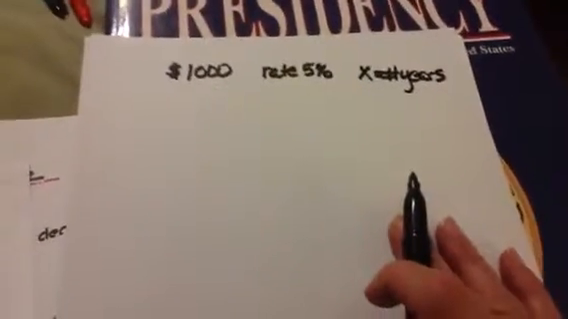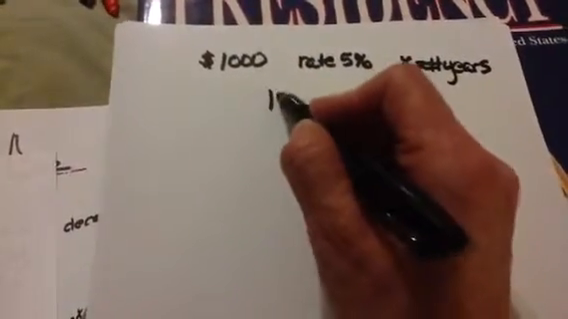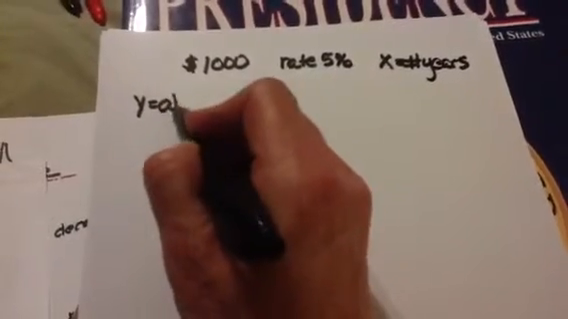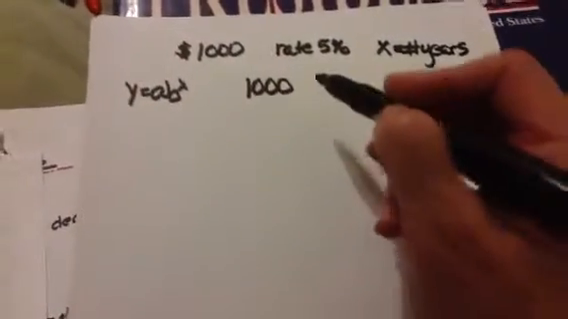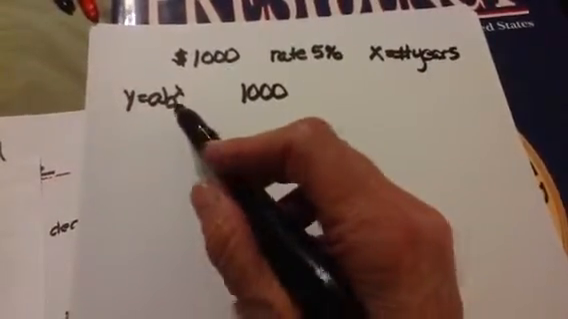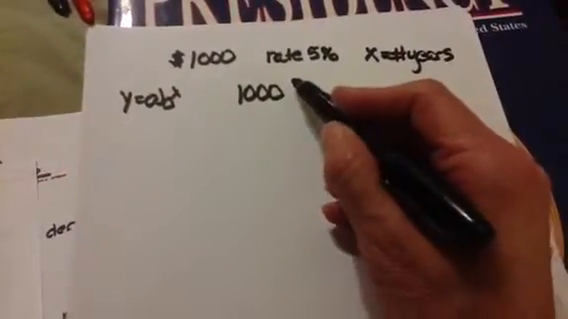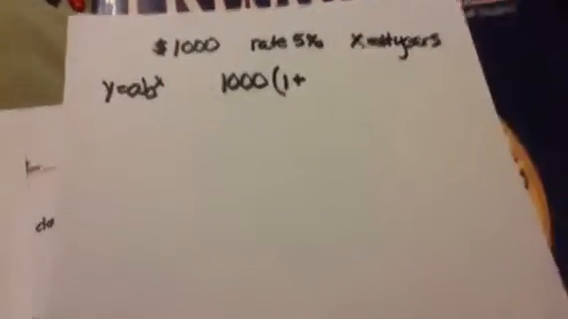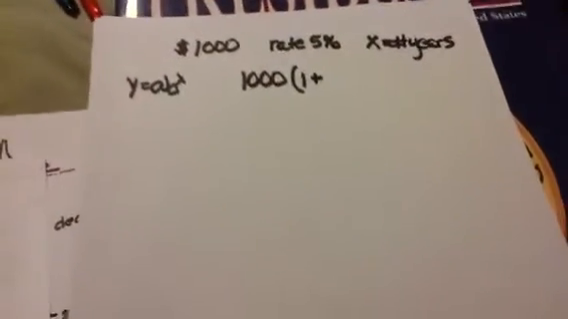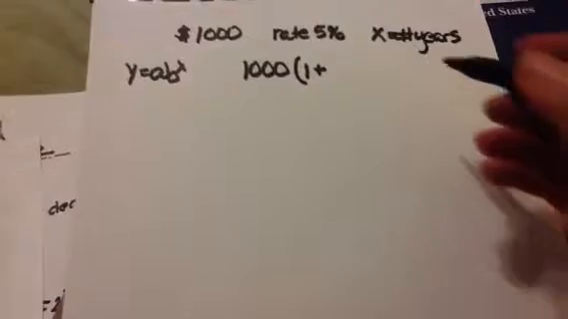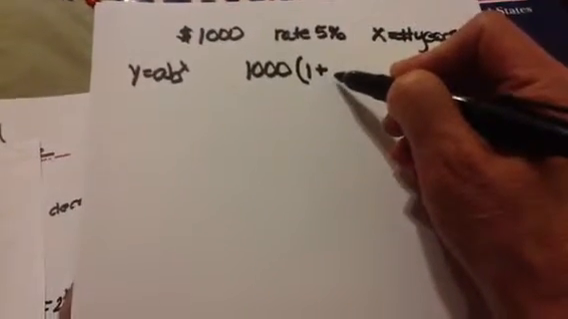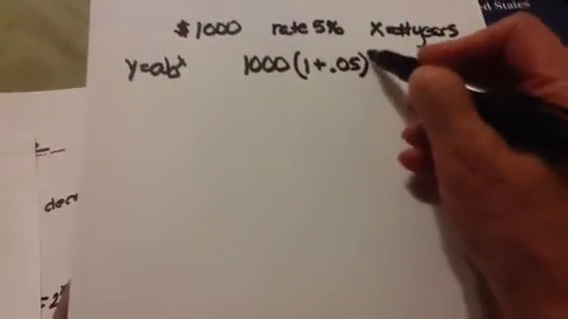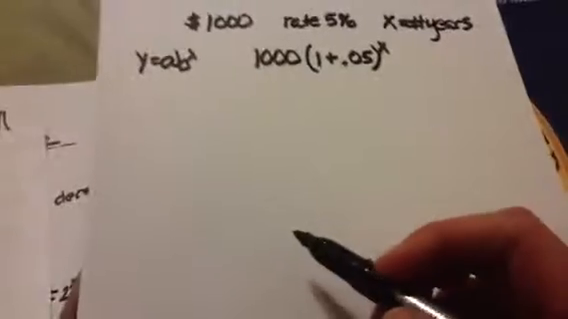Well, that $1,000 is my beginning number. That's a in my formula, y equals a times b to the x power. Now then, my b value is given by 1, and in this case, plus 5%. Now, we are not going to put 5% in as a percentage. We have to change it to a decimal. So we move the decimal in 5% to the left 2 places, and we get 0.05 to the x power, and x is the number of years.